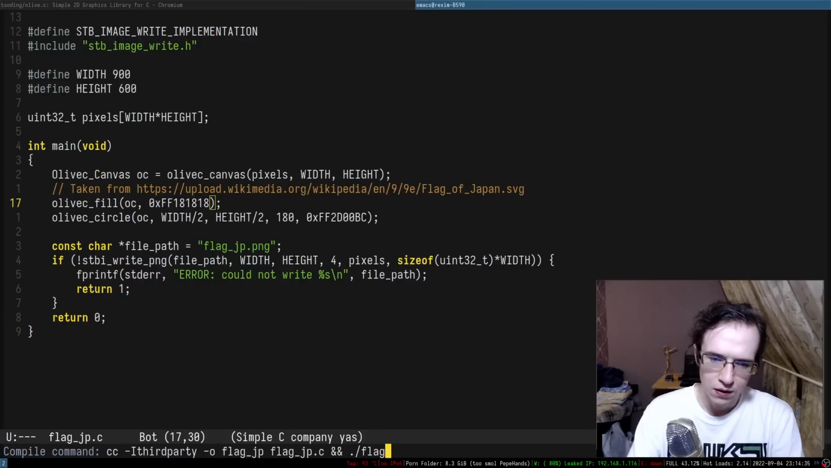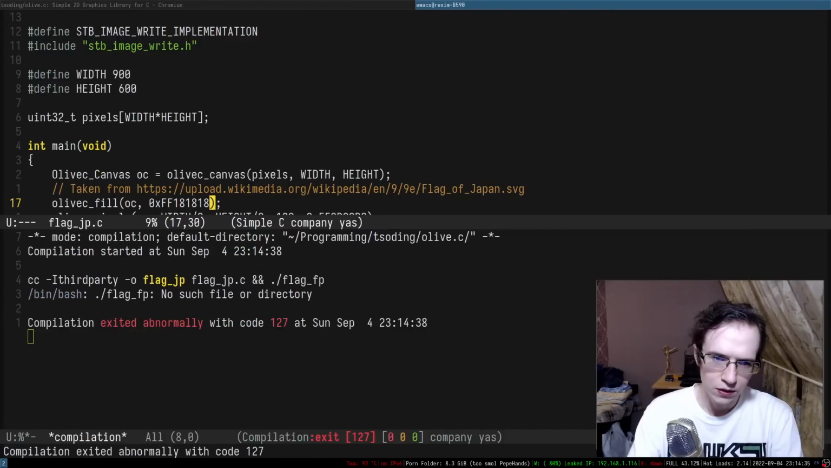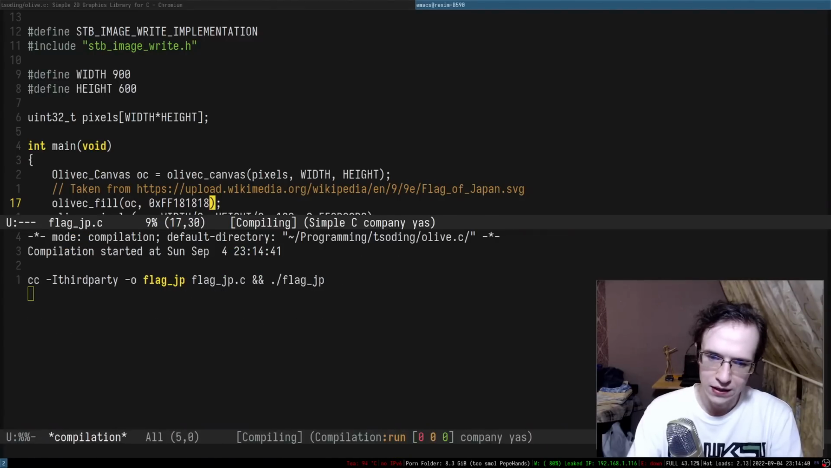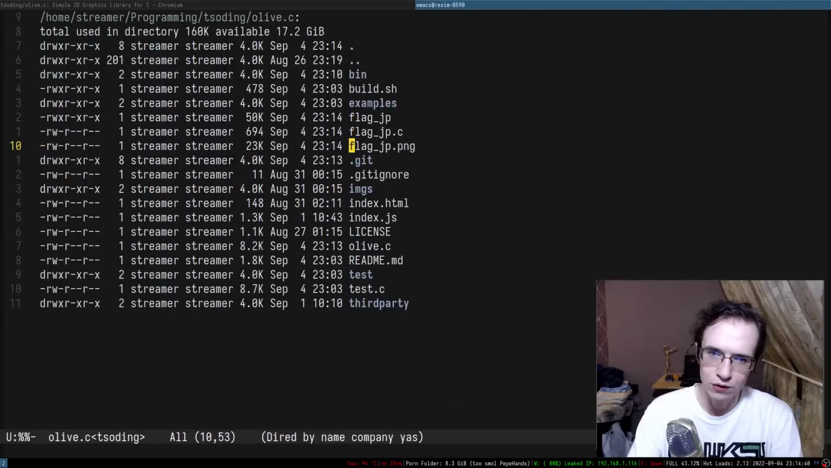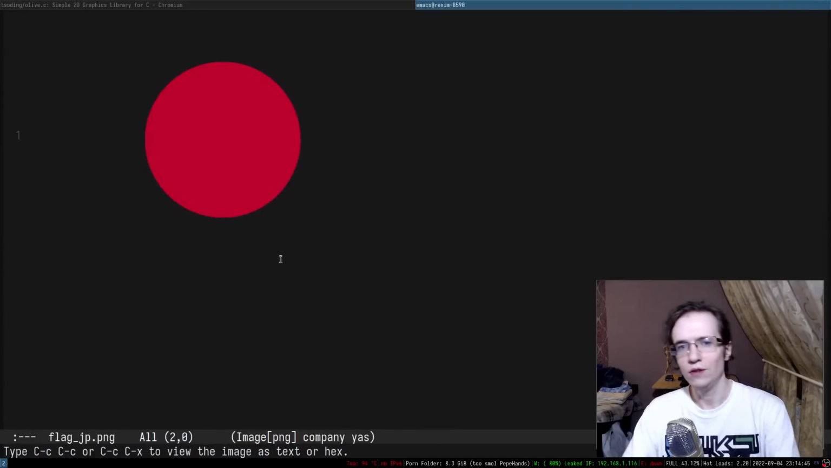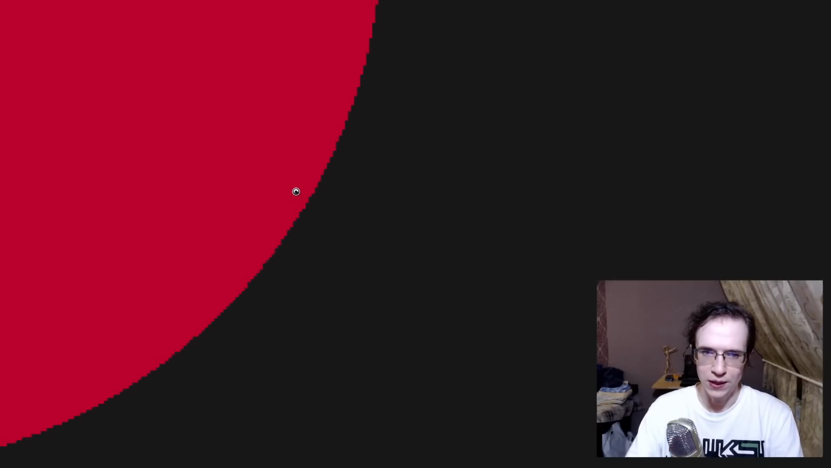Flag GP. It's not a FP, it's a flag JP. There you go. And if I open it again, this is a black flag of Japan.